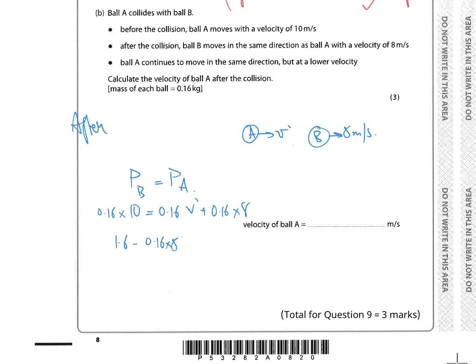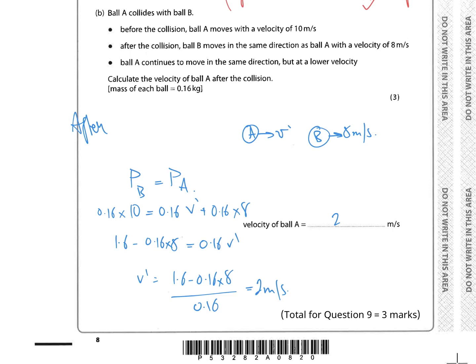I'm just moving 1 to the other side, 0.16 v dash. And so therefore v dash is going to be 1.6 minus 0.16 times 8 divided by 0.16 and gives us 2 meters per second.